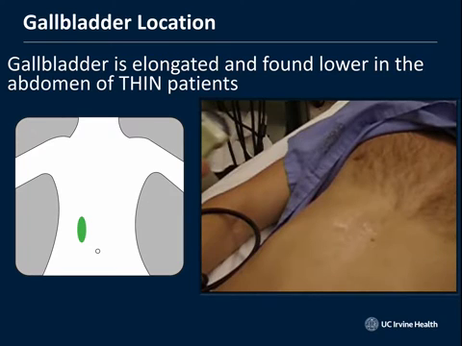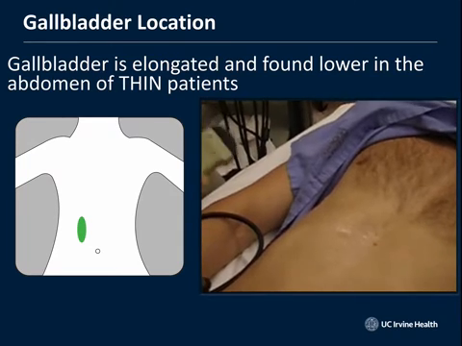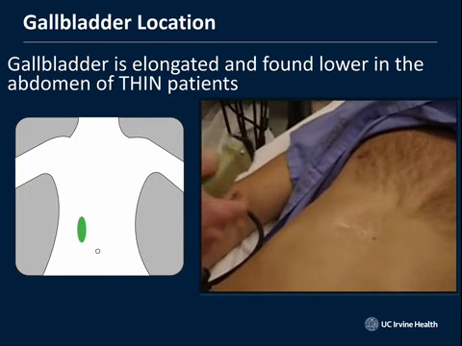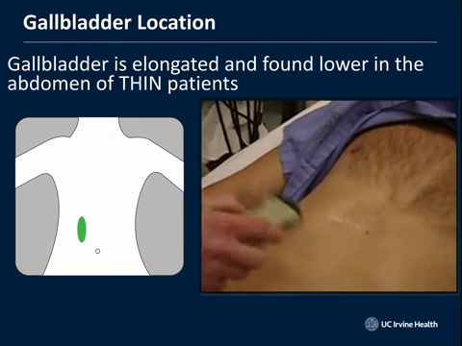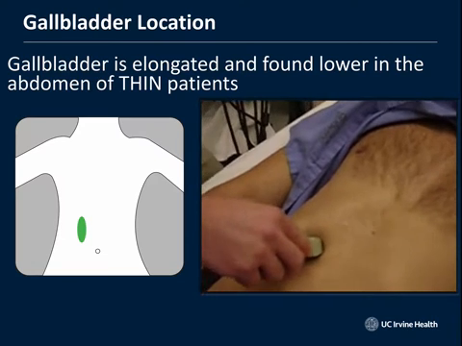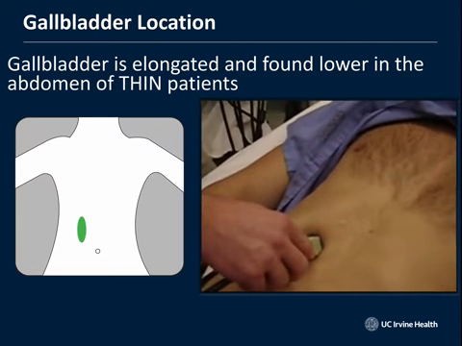In larger patients, sometimes we need to go more laterally, what we call the X-7 approach. In those patients, the gallbladder tends to be more lateral and anterior.